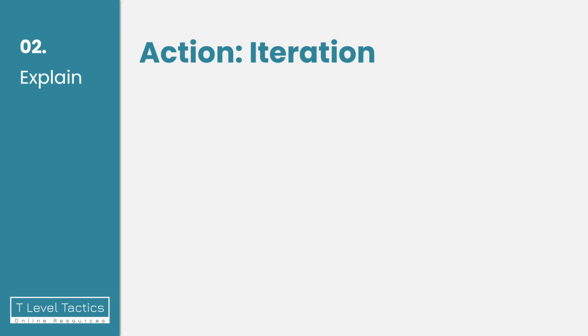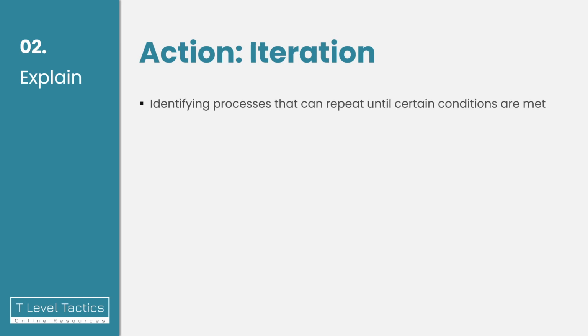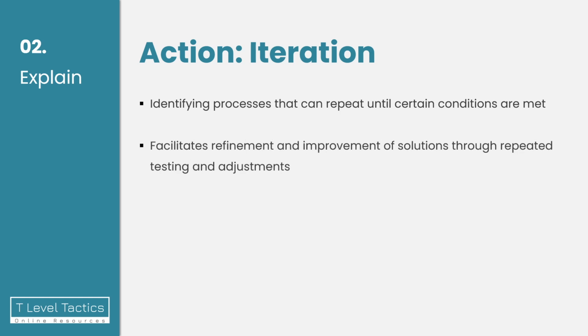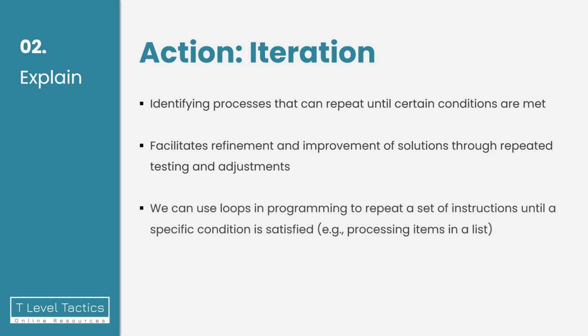And iteration is identifying processes that can repeat until certain conditions are met. This facilitates refinement and improvement of solutions through repeated testing and adjustments. We can use loops in programming to repeat a set of instructions until a specific condition is satisfied, such as processing items in a list, and we looked somewhat at that in the first video of this course.